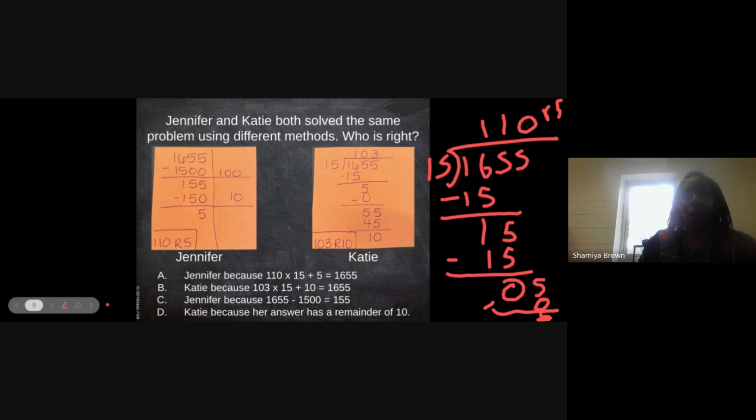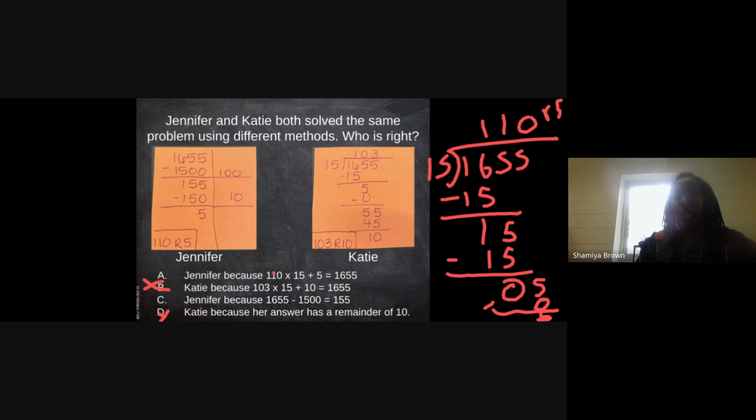So which one can I go ahead and eliminate that I know can't be my choice? B and D. Neither one of those could be my answer. So now I have to look at A and C. A says Jennifer, they're asking who is right. Jennifer, because 110 times 15 plus 5 equals 1,655. Or C says Jennifer, because 1,655 minus 1,500 equals 155. This one, A is the one that's correct.